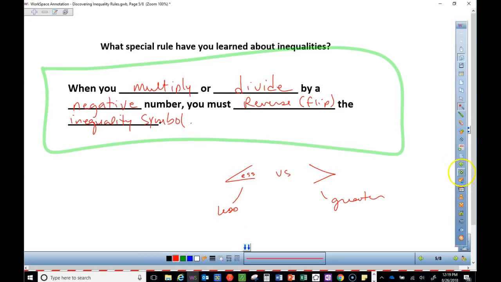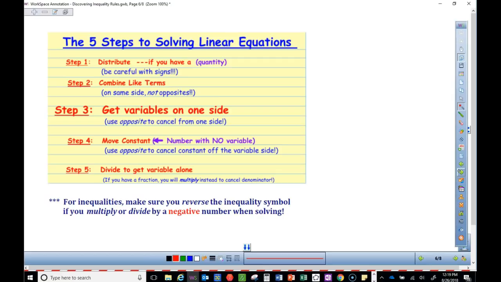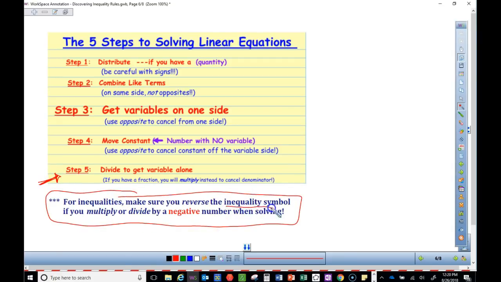Okay, so if you want to add anything to your card, if you're using a card, same 5 steps. But on this very last step, make sure you reverse the inequality symbol if you're dividing by a negative. So if the variable has a negative number with it and you're dividing, you're going to have to flip the inequality symbol. Let's take a look at how that might work.